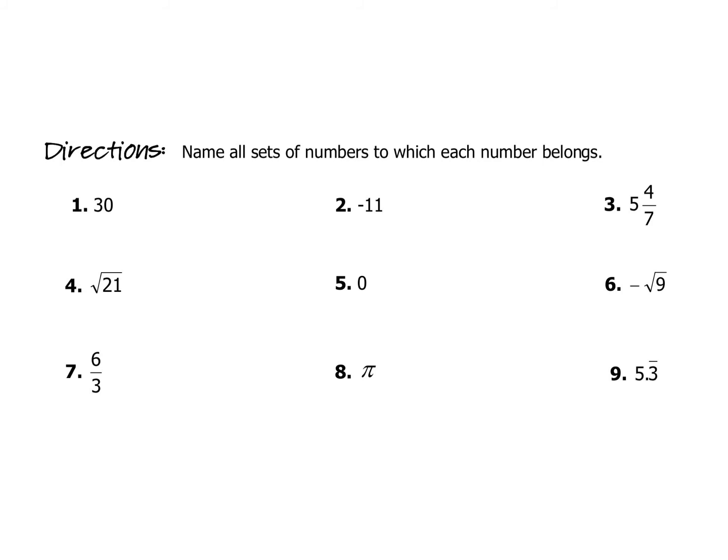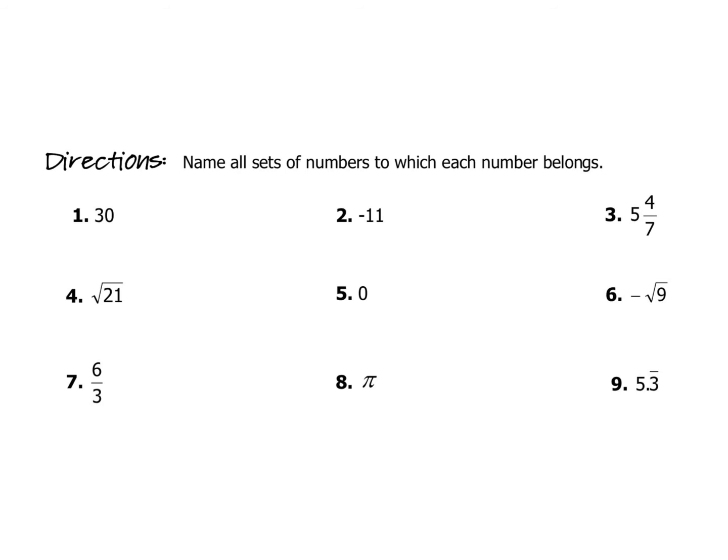Now that we have defined our real numbers in the real number system and given some examples, let's now try this activity. It says, name all the sets of numbers to which each number belongs. So, number 1, 30. Number 30 belongs to the real number system, as they all do. 30 is also a rational number, which is Q. It's an integer, which is Z, and it's a whole number and a natural or counting number.